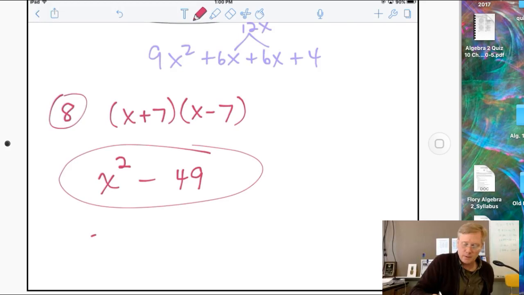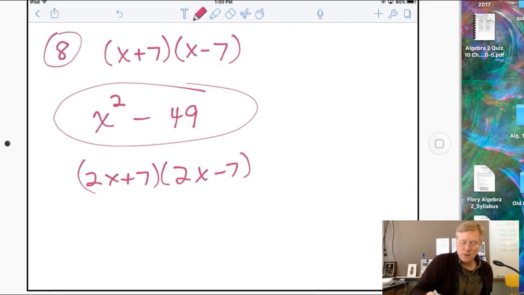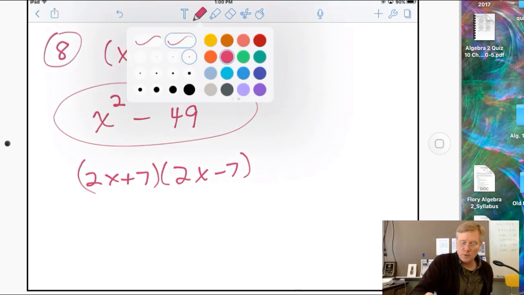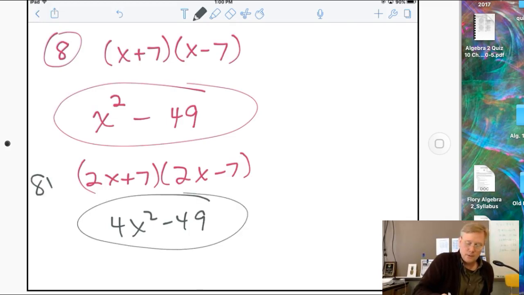If I gave you something like this, which was 2x plus 7 times 2x minus 7, it would be really the same thing. The only difference is I'd square the 2 also, which would give me 4x squared minus 49. Notice how they're almost the same answer. Call that 8b.